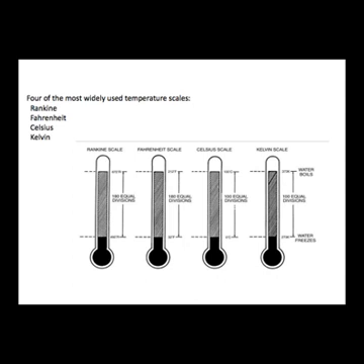The Rankine is between 492 degrees Rankine and 672. It's 180 equal divisions. The Fahrenheit scale goes from 32 to 212. That's from freezing to boiling. The Celsius scale from 0 to 100 has 100 equal divisions. And the Kelvin scale also has 100 equal divisions. It goes from 273 where water freezes to 373 where water boils. All four scales can be converted from each other.